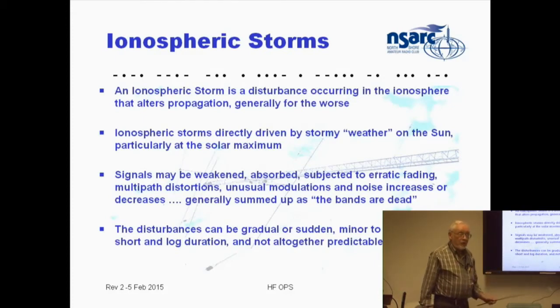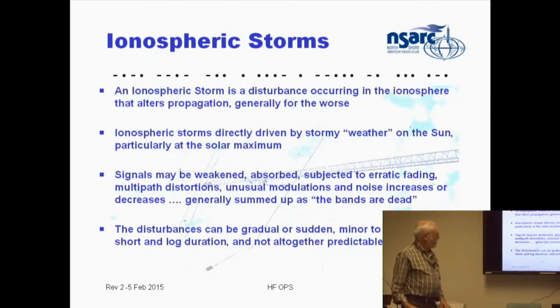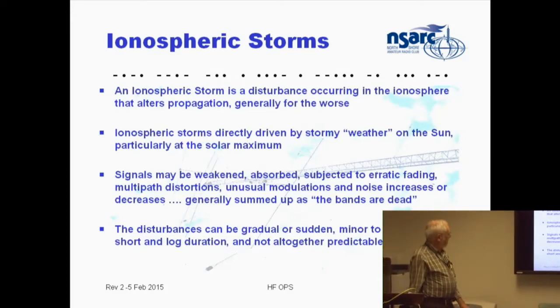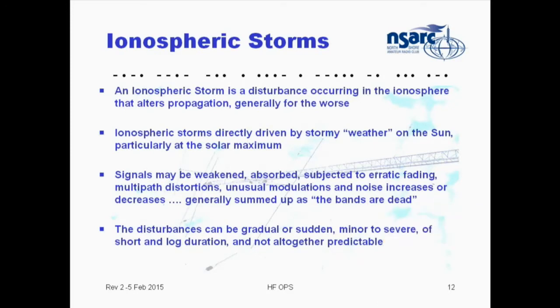Particularly around solar maximum, when things are most active on the sun, that's when the ionosphere is most disturbed most often. So the things that might happen are the signals suddenly become weak, or they're not there, they're absorbed. You get erratic fading, multipath distortions, unusual modulations, hisses, noise obliterates the band, the noise goes up, and so on. And often it's severe enough that signals you were listening to aren't there within an hour.